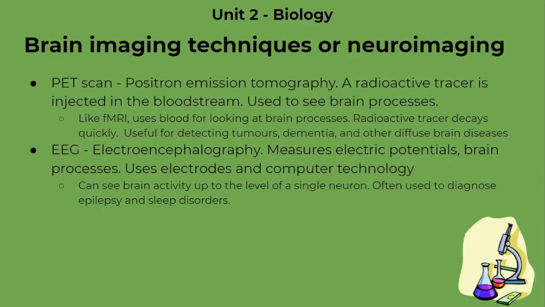Lastly, we have the EEG, or electroencephalography. This measures electrical potentials, or in simpler terms, the brain processes. It uses electrodes and computer technology. It can see brain activity up to the level of a single neuron. It is often used to diagnose epilepsy and sleep disorders, because the EEG can detect brain waves, which is what is usually looked at when one is sleeping.